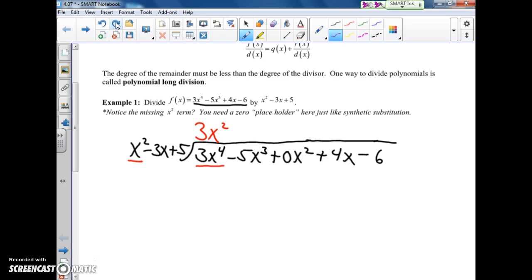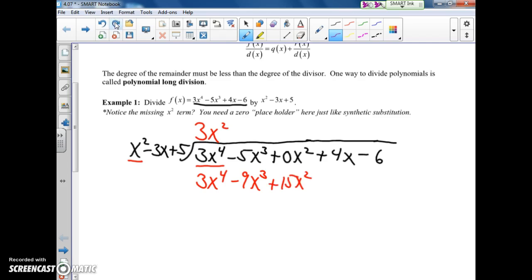Now you turn around and multiply. 3x squared times x squared is how much? 3x to the fourth. You're going to write it right there. 3x squared times negative 3x is how much? Negative 9x cubed is correct. 3x squared times 5 is how much? 15x squared. So I'm going to put 15x squared right there.